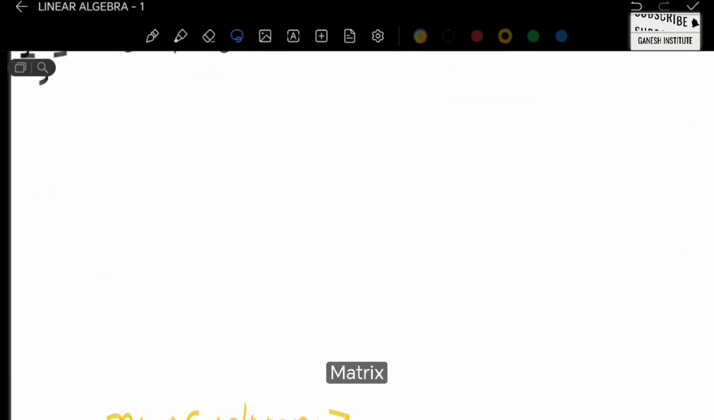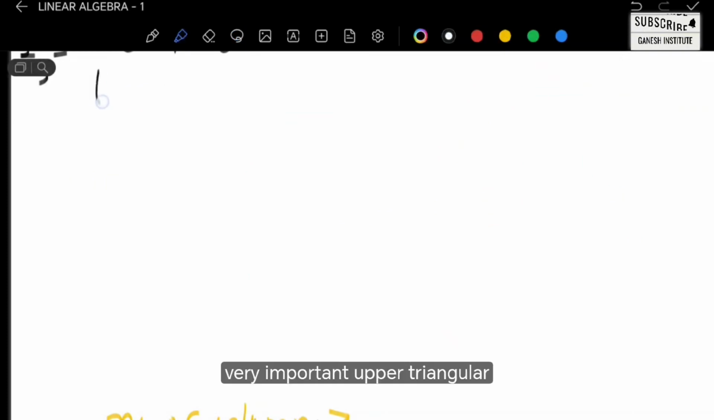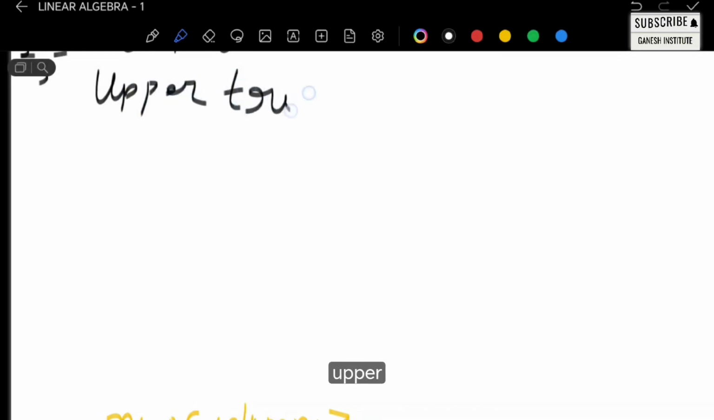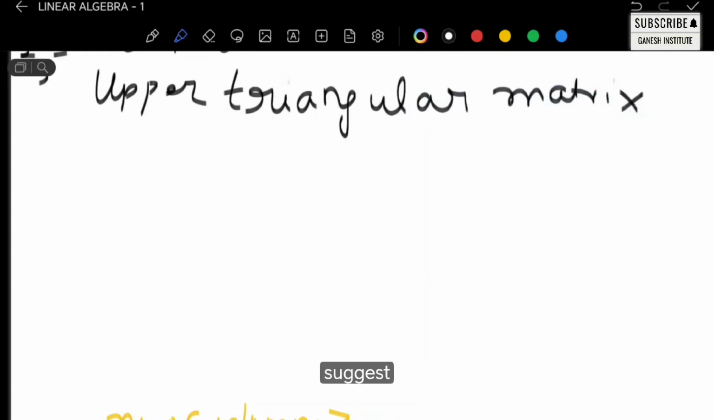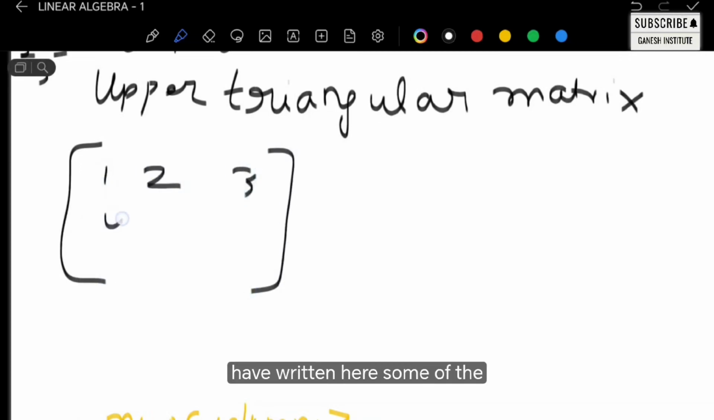Okay. Then what have we got? Next type of matrix, which is very important, upper triangular matrix. Upper triangular matrix. Now, as the name suggests, see, I have written here some of the elements.